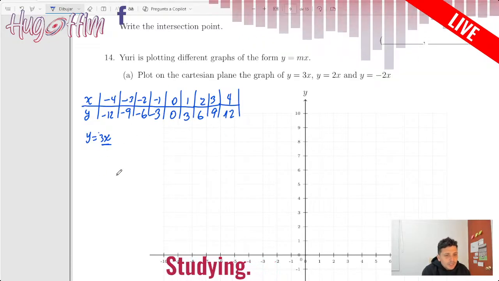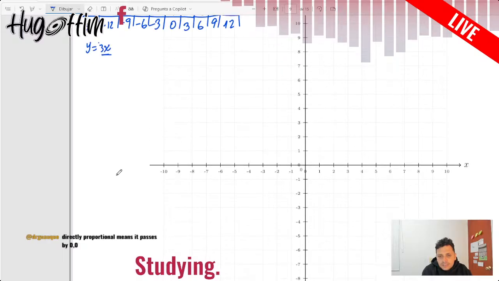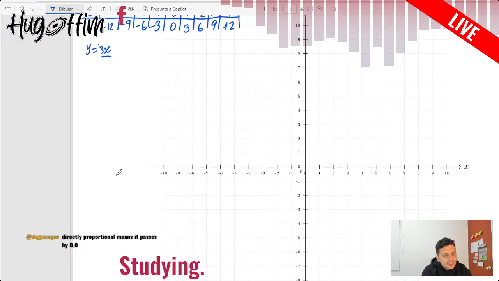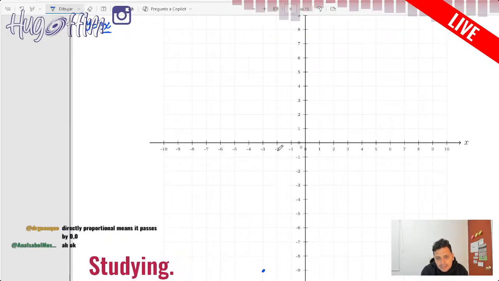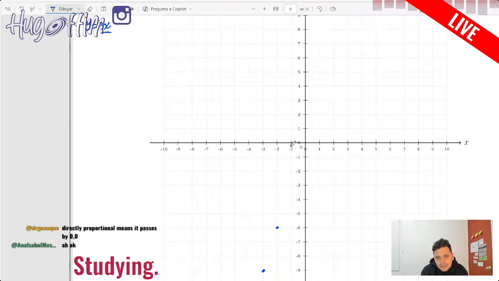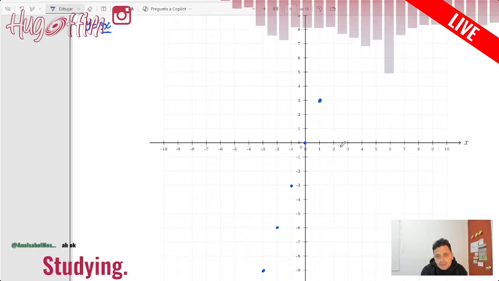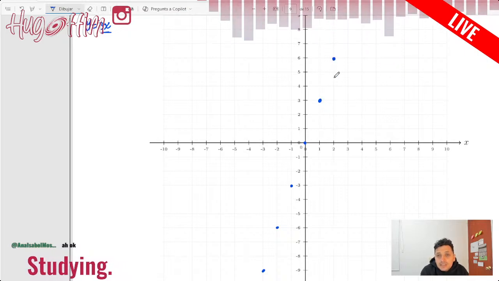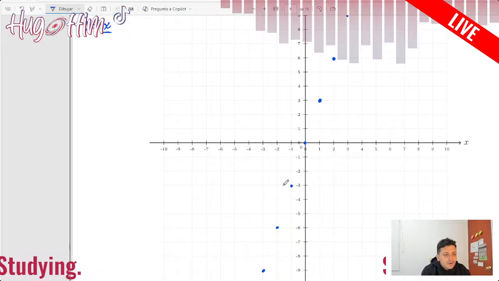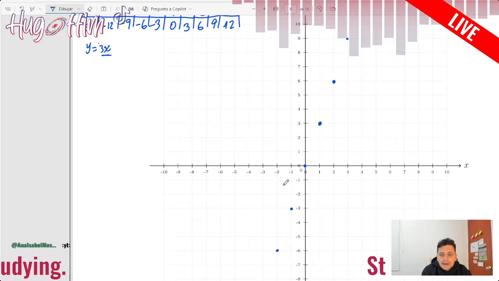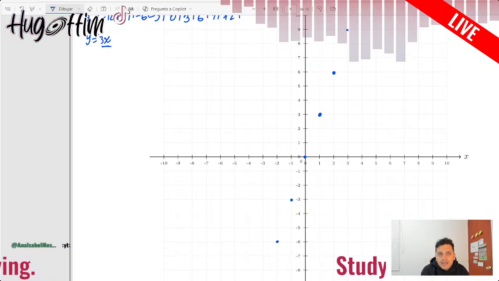So now I'm going to the graph to plot the points. -4 with -12, I can't do it in this Cartesian plane, so I should start with -3 and -9. I'm just going to put the points: -3, -9; -2 with -6; -1 with -3; 0 with 0; 1 with 3; 2 with 6; 3 with 9. Okay, so I already have the points, and I have to do the graph. So to do the graph, I need to draw the line.